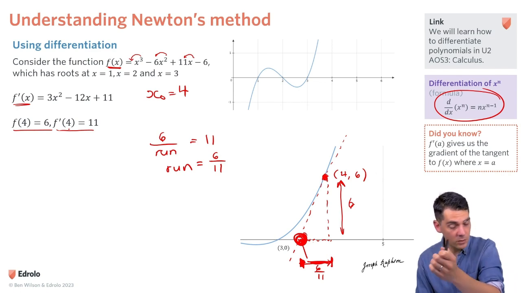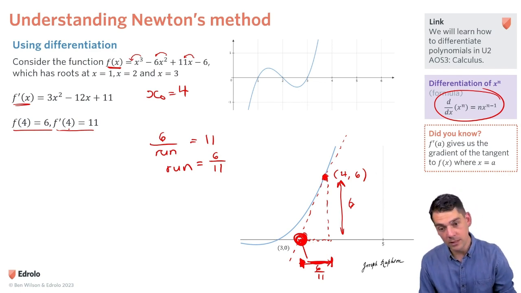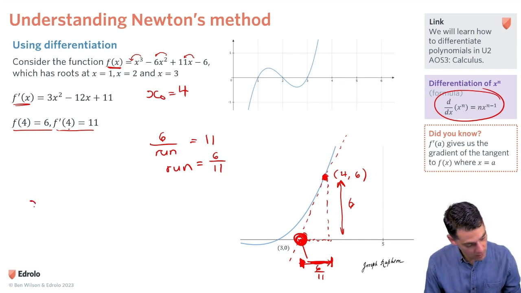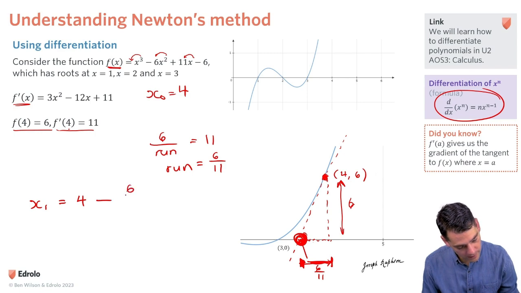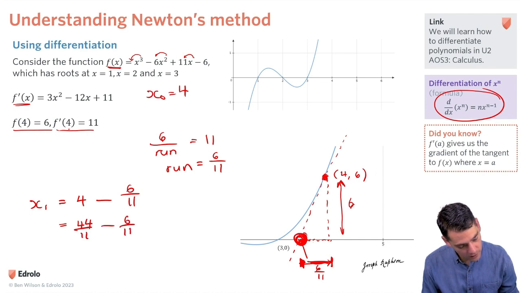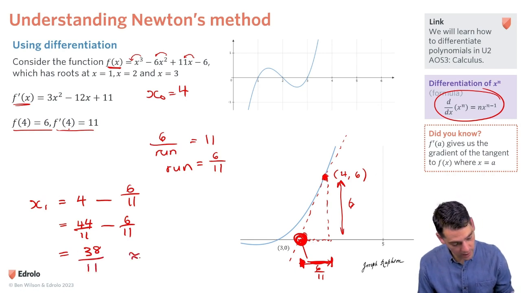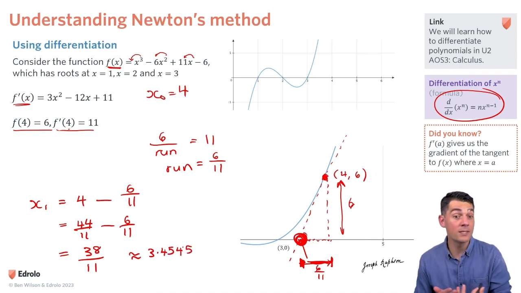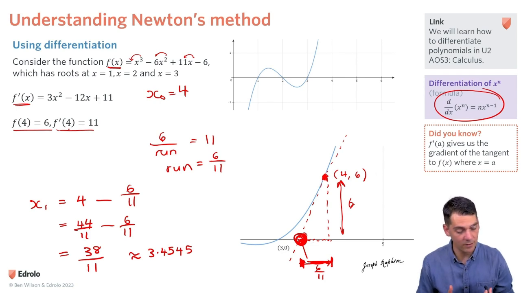So my first guess was 4. My next guess is going to be 4 minus 6 on 11. So my x1 will be 4 minus 6 on 11. So 4 is 44 on 11. So 44 on 11 minus 6 on 11 is 38 on 11, which if you put that in your calculator is around 3.45, well, it's 3.4545 recurring. Okay, so getting closer to our correct guess, which is at 3.